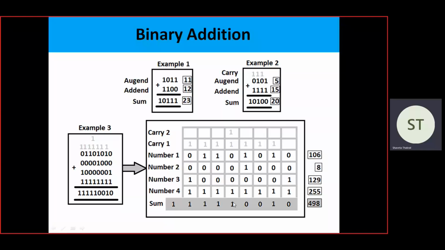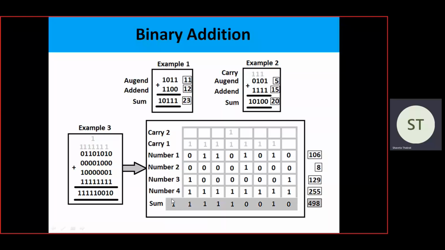3 ones means odd value, so sum will be 1 and 1 carry will be forwarded. Here again we have 3 ones, so odd means summation will be 1 and 1 carry will be forwarded. Here also we have 3 ones, odd value, sum will be 1 and 1 carry will be forwarded. And finally also we have 3 ones, odd value, so result here will be 1 and 1 carry is forwarded.